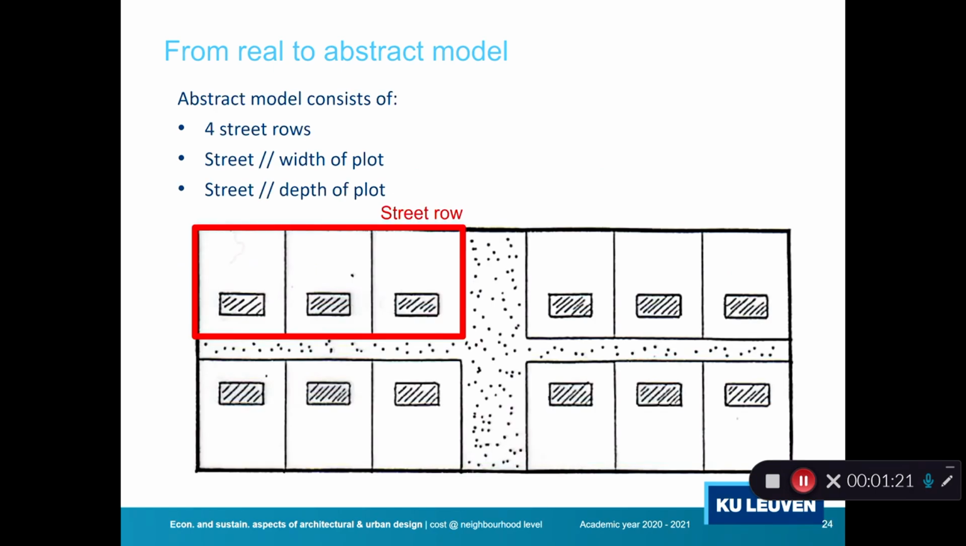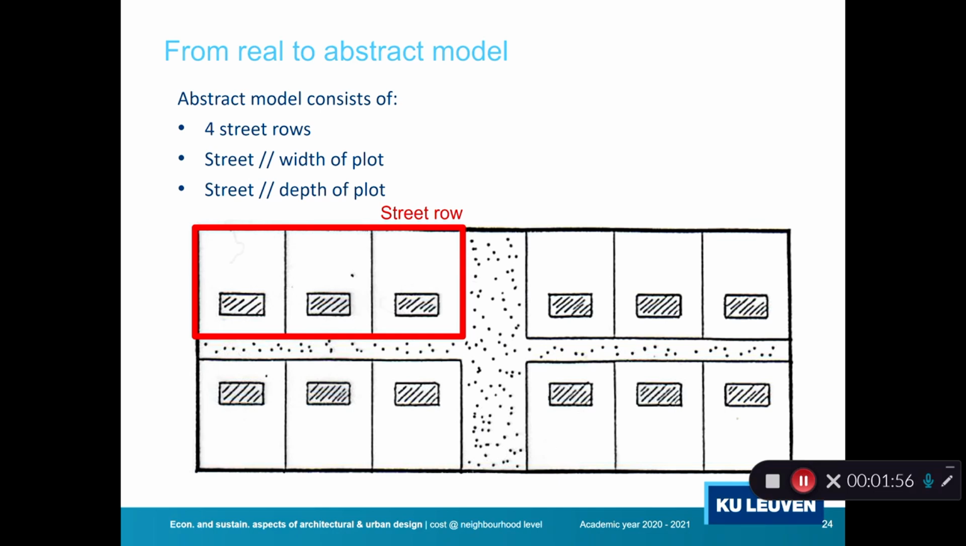The abstract model consists of 4 street rows. What I mean with street row is indicated here in the red box on the drawing. So one street row consists of several plots, and on each plot one building is foreseen. There are 4 streets. The streets are separated by roads. A road which is parallel to the width of the plot, and a street which is parallel to the depth of the plot.